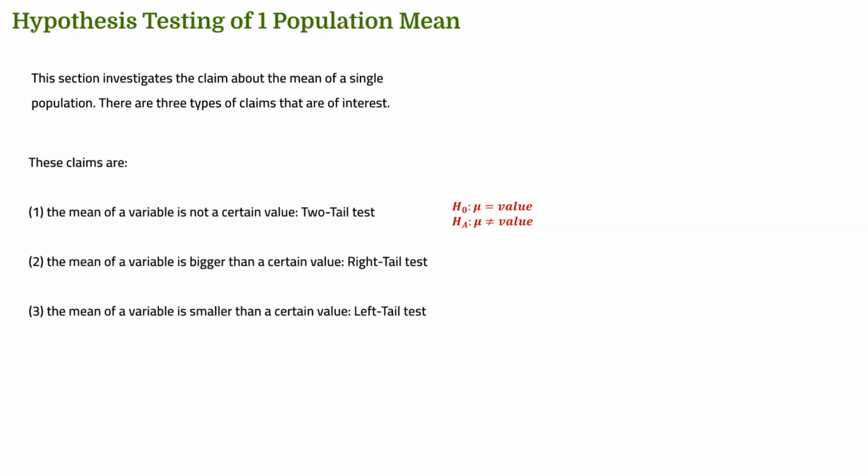For the two tail test, this is the setting: H0, mu equal to a certain value, HA, mu is not a certain value. For the right tail, mu is greater. That's why it is called right tail. And logical opposite, mu less than or equal to a certain value. For the left tail, mu less than a certain value. That is why it is left tail. And logical opposite, mu greater than or equal to a certain value.